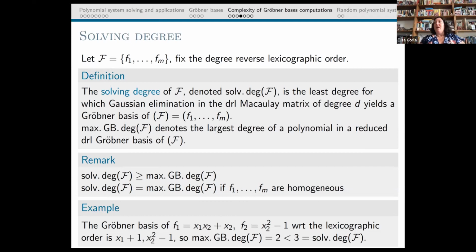And so this hints at where the difficulty is here. The difficulty is that you want to give a bound on the solving degree, and it could grow bigger. And the question is, how much bigger can it be than the degrees of the polynomials of the system, and the degrees of the polynomials in the Groebner basis? Okay.